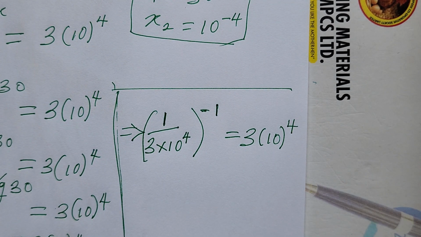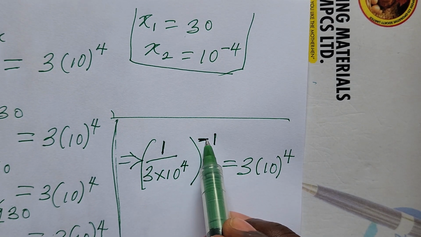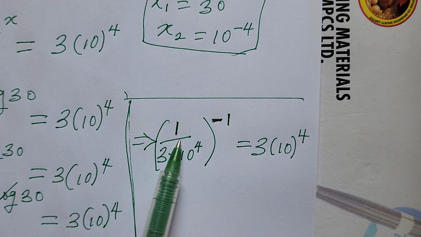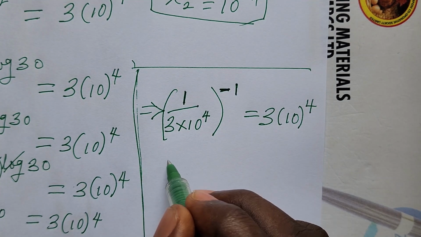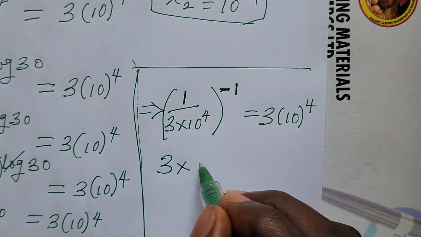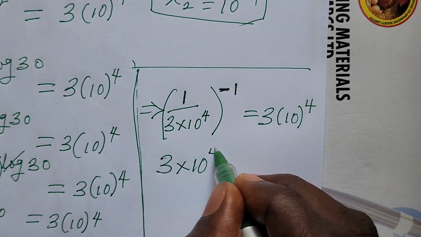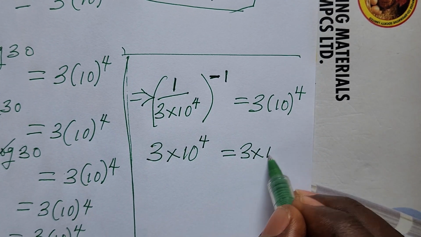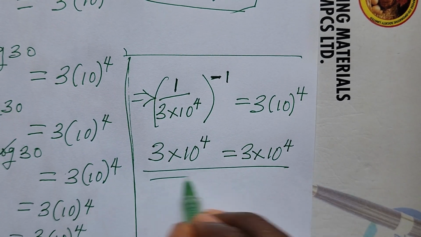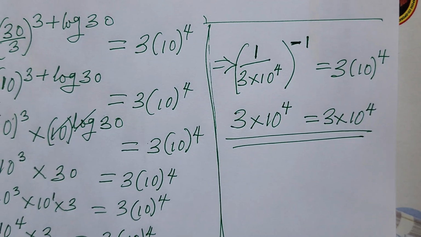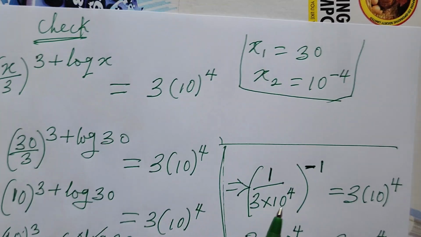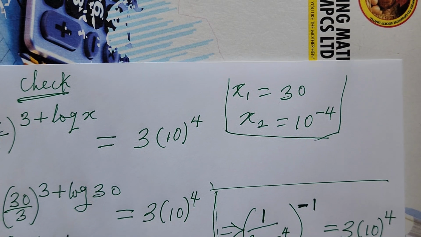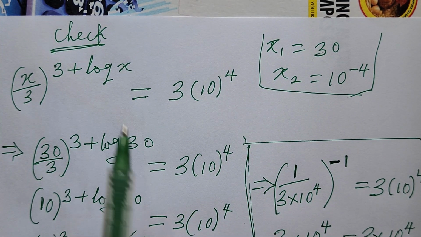Now I want to do away with this minus sign here. This minus sign will take care of this one and this division sign. So automatically we're going to have 3 times 10 all raised to the power of 4 is equal to 3 times 10 all to the power of 4. So this also shows that our second root, which is x equals 10 to the power of minus 4, also satisfies the original equation.